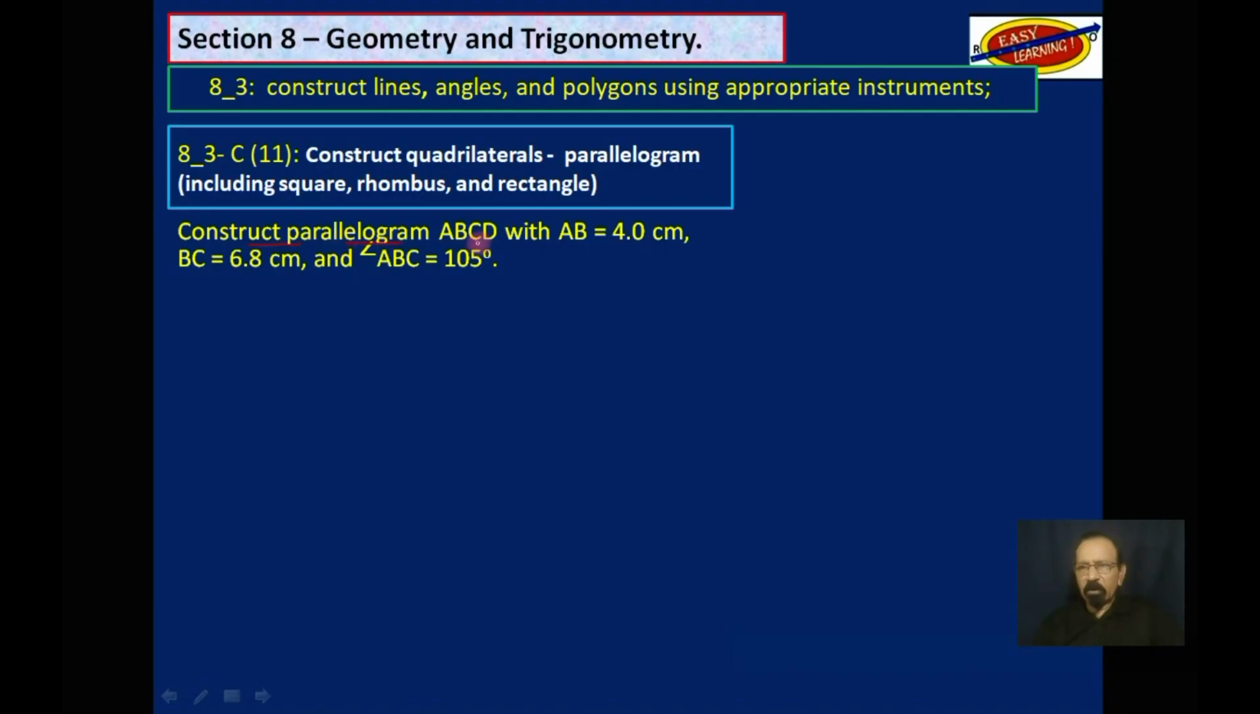Construct the parallelogram ABCD with side AB equal 4.0 centimeters, side BC equals 6.8 centimeters, and angle ABC equal 105 degrees. We are going to construct this, so we are not using a protractor. As usual, always make a labeled sketch first.